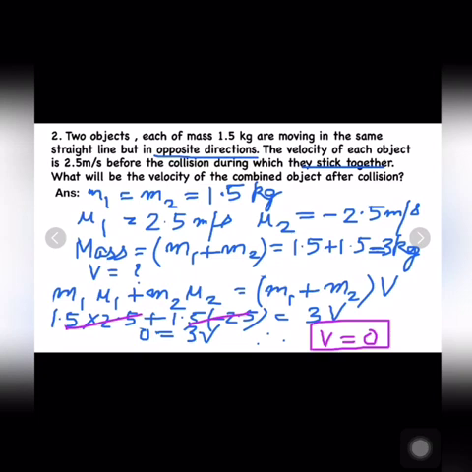It means after collision they are not at all moving, they are not in motion. So this is the answer. So here "they stick together" was the key term, and this "opposite direction" was just for the sign convention. Okay, now let us see another example.